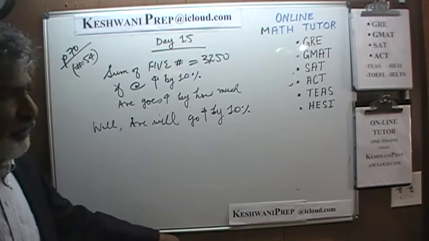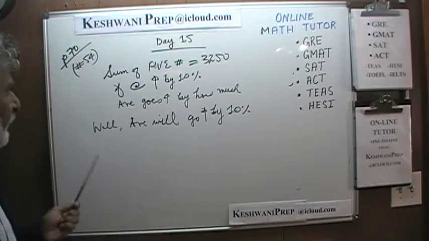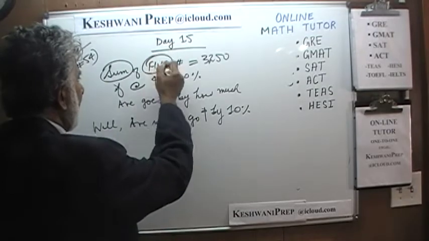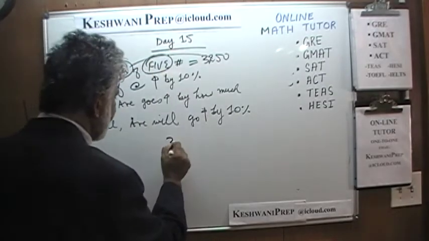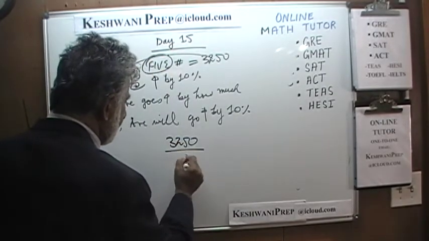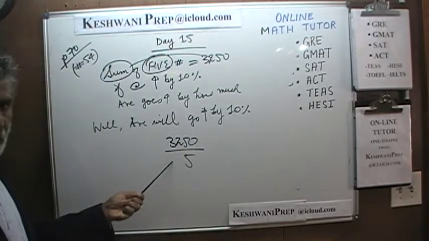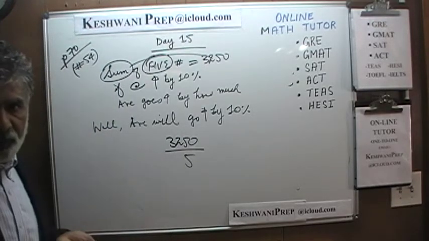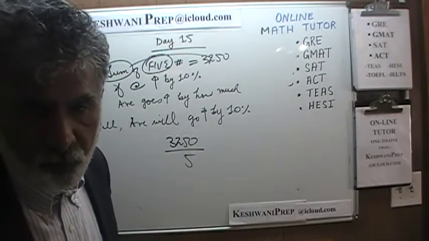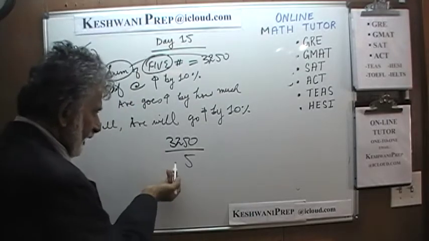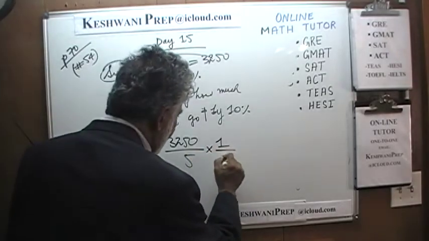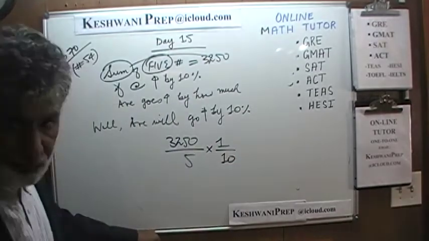And what was the average of the five numbers? We know their sum. The sum is 3,250, and we know there are five of them. That was the old average. It will go up by 10%. The question is, how much does the average go up? We simply have to find out 10% of that amount. 10% of that amount is simply 1/10. 1/10 is 10%, isn't it?